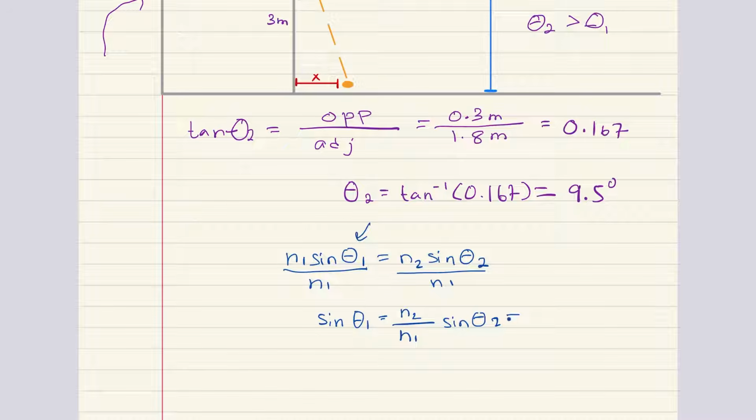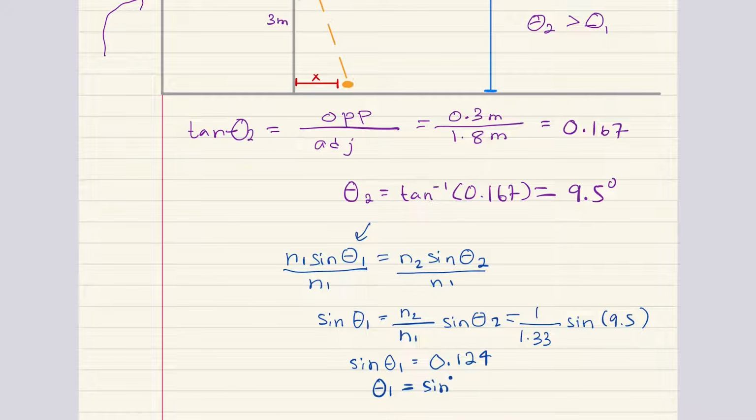So let's plug these values in. We have 1 over 1.33 sine 9.5. If we plug this into a calculator, we get that sine theta 1 is equal to 0.124. We can now take the inverse sine to find theta 1. Theta 1 is equal to the inverse sine of 0.124, and this is equal to approximately 7.1 degrees.